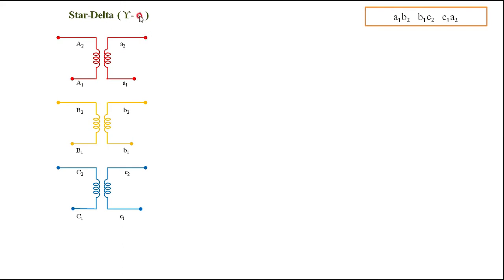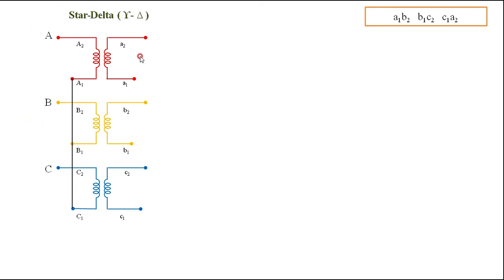For the delta connection, first we have to do the star connection, which means all the ends, that is A1, B1 and C1, are shorted so that it becomes a star point. Therefore, from the remaining three terminals, A, B, C, you are inputting the voltage. This is the input voltage you are giving. This becomes a star connection.